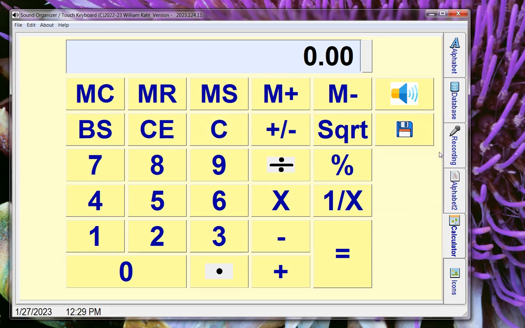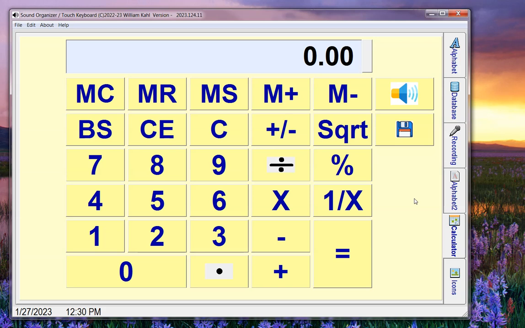Clear. I'm going to clear that. But I think the calculator has really come a long ways, and I've been doing some checking on it, and it seems to be functioning very well.